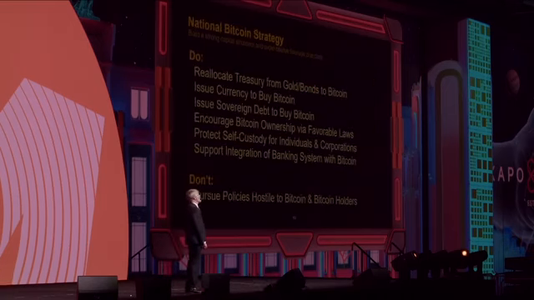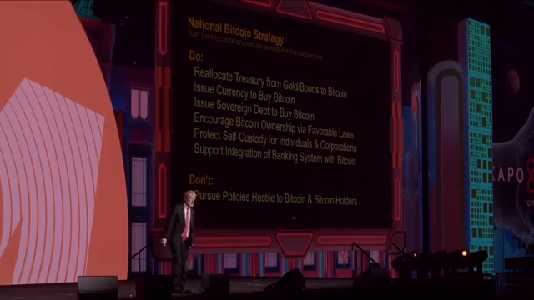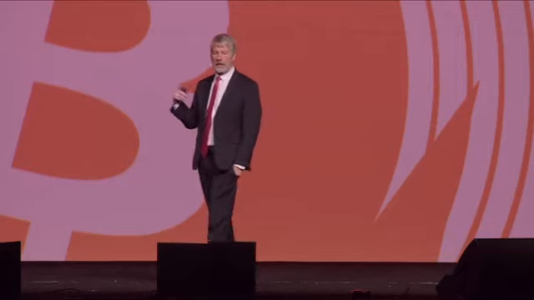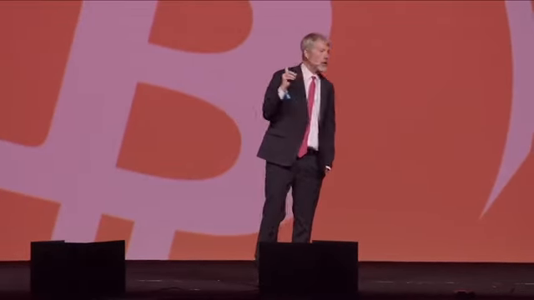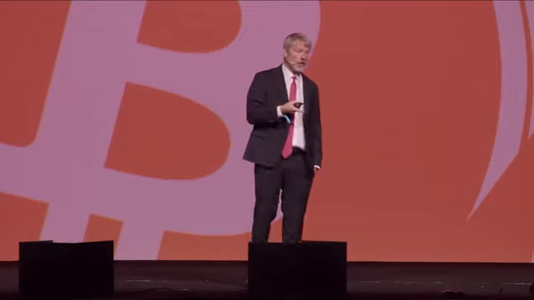Now let's talk about wealth of nations. This is the interesting one. What's the national Bitcoin strategy? Do's and don'ts. Well, reallocate your treasury from gold and bonds, they're short duration assets, to a 10,000-year asset. Issue currency to buy Bitcoin, issue debt to buy the Bitcoin, encourage Bitcoin ownership with favorable laws, protect self-custody for individuals and corporations, and support integration with the banking system of your country. Those are all do's. The don't: pursue policies hostile to Bitcoin and Bitcoin holders.